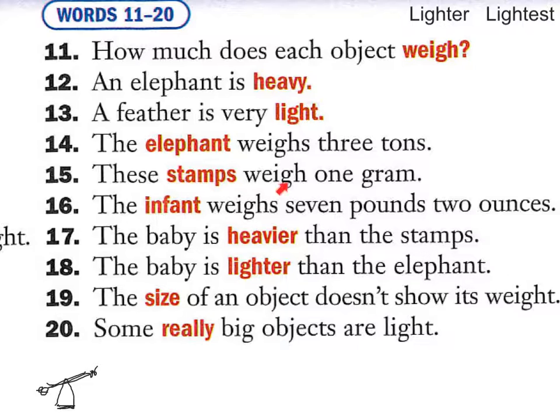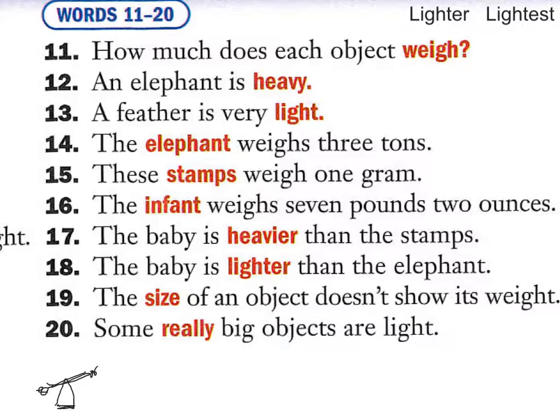These stamps weigh 1 gram. The infant weighs 7 pounds 2 ounces. The baby is heavier than the stamps. The baby is lighter than the elephant.